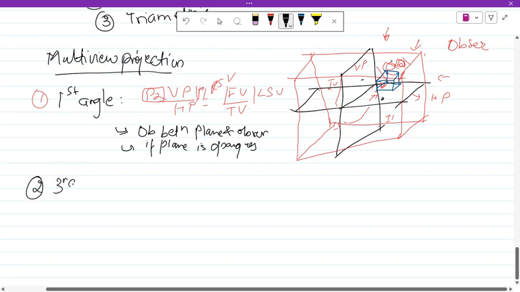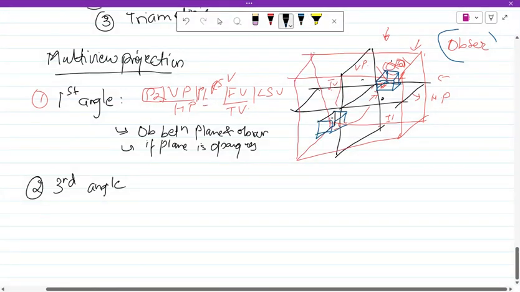Second is third angle projection. What if I place the same object in here, in the third quadrant? The plane lies between the observer and the object, and the plane has to be transparent to see the object, because the observer is observing the object from here.